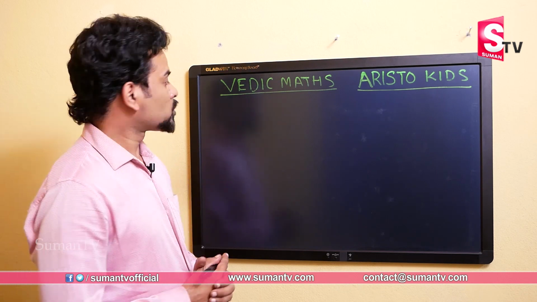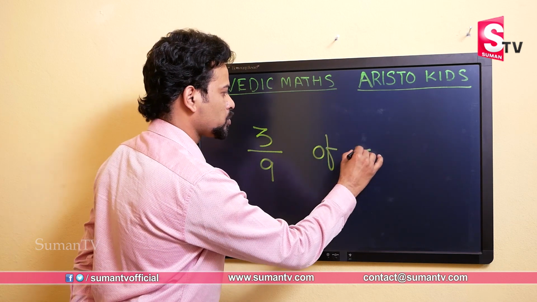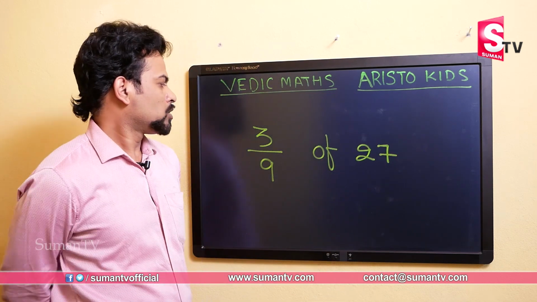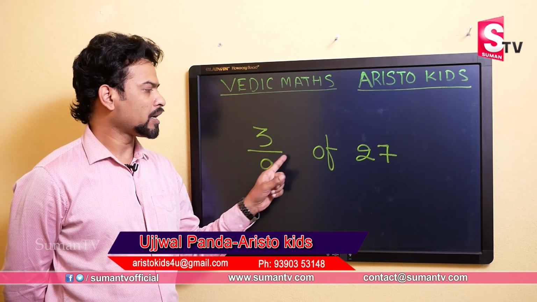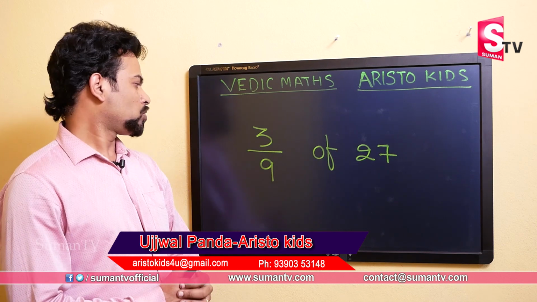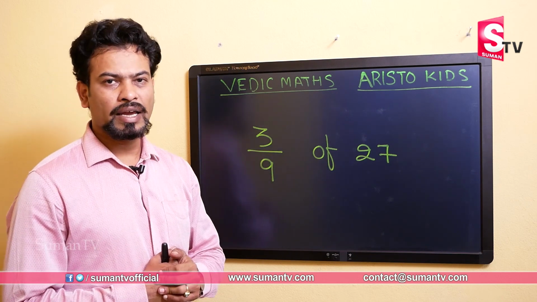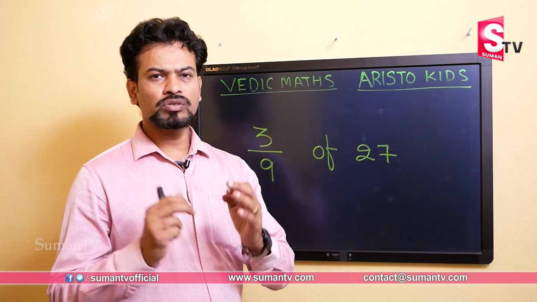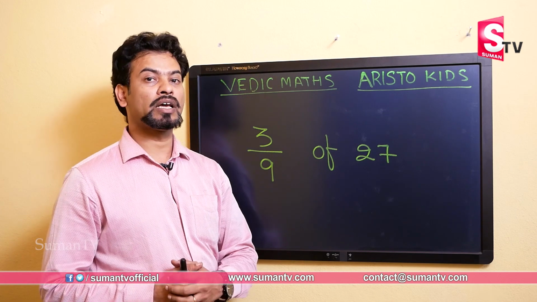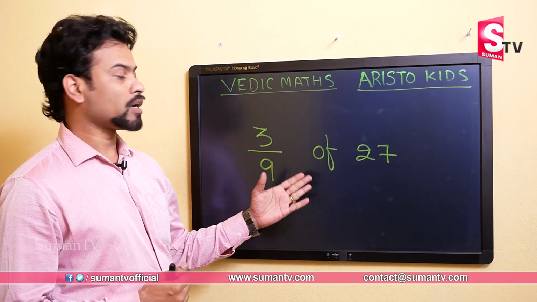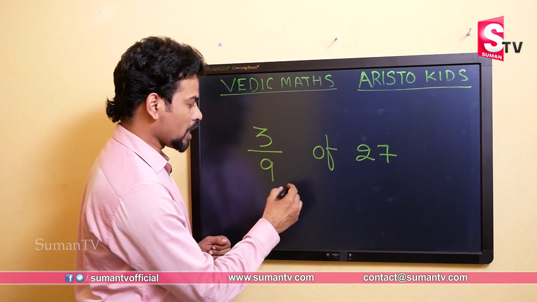Let's take an example. Suppose it is 3 by 9 of 27. What is 3 by 9 of 27? It means 3 divided by 9 multiplied with 27. In the general trick, we need to multiply 27 with 3 and then divide by 9 and then we will get the answer. But we will use a very useful shortcut trick to get answers very fast in competitive exams or in your regular exams or anywhere if you want to find the fraction of any number. Okay, so let's draw a picture.